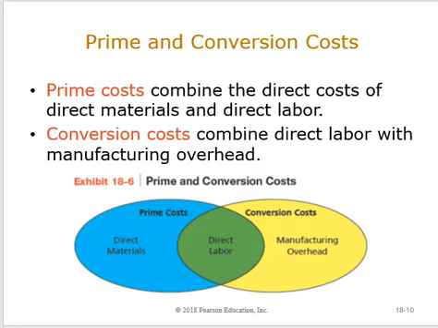Here's the difference between a prime and conversion costs. So prime costs combine the costs of direct materials and direct labor. So prime costs are direct material and direct labor. Conversion costs combine direct labor with manufacturing overhead. So kind of write that in your notes. Notice that direct labor is in between the two, prime and conversion costs.